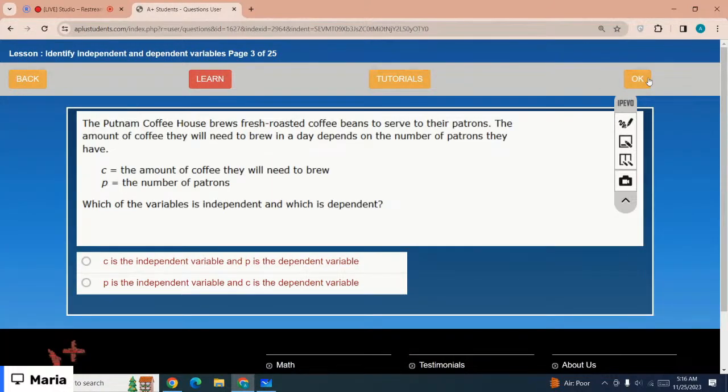Okay, the next one is the Putnam Coffee House brews fresh roasted coffee beans to serve to their patrons. The amount of coffee they will need to brew in a day depends on the number of patrons they have. So the coffee is dependent on the number of patrons. So C is the dependent variable and P is the independent variable, right? Option number 2 is the correct option.